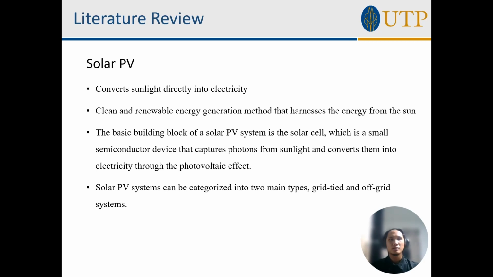Multiple solar cells are connected together to form solar panels, and these panels can be installed on rooftops, ground-mounted structures, or integrated into various surfaces, such as building facade or solar farms. Solar PV system can be categorized into two main types, which is grid type and off-grid system. Using solar PV technology offers numerous advantages, making it a highly favorable renewable energy solution. Some of the key advantages of using solar photovoltaic system are its clean and renewable energy, reduced carbon footprint, energy independence, and lower operating costs.